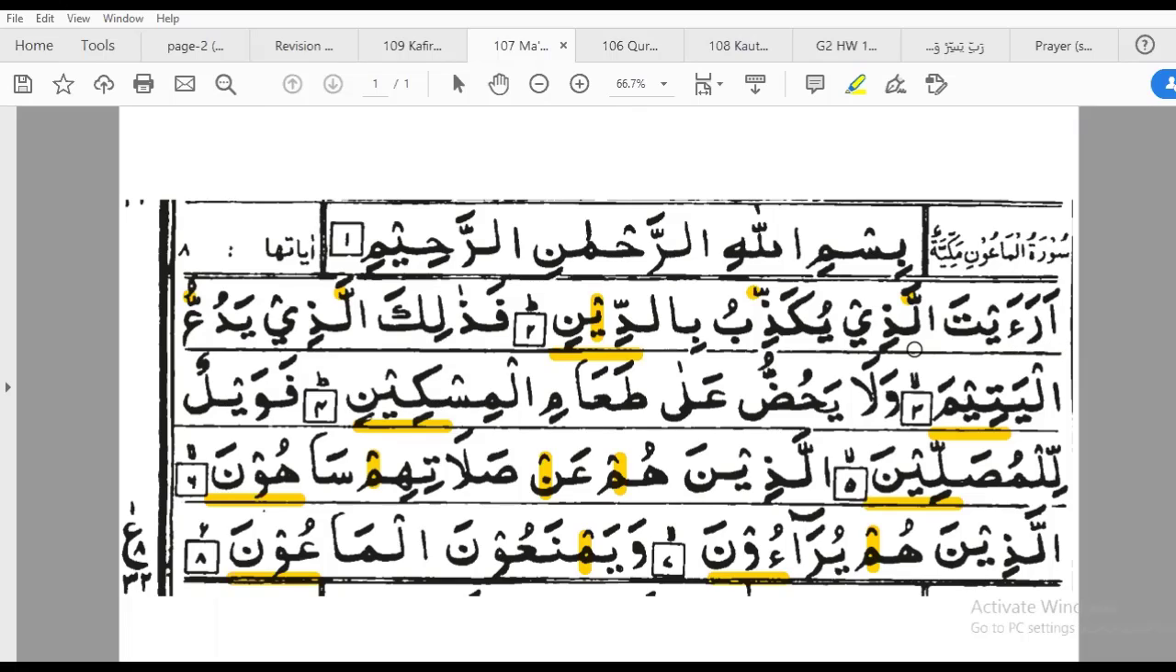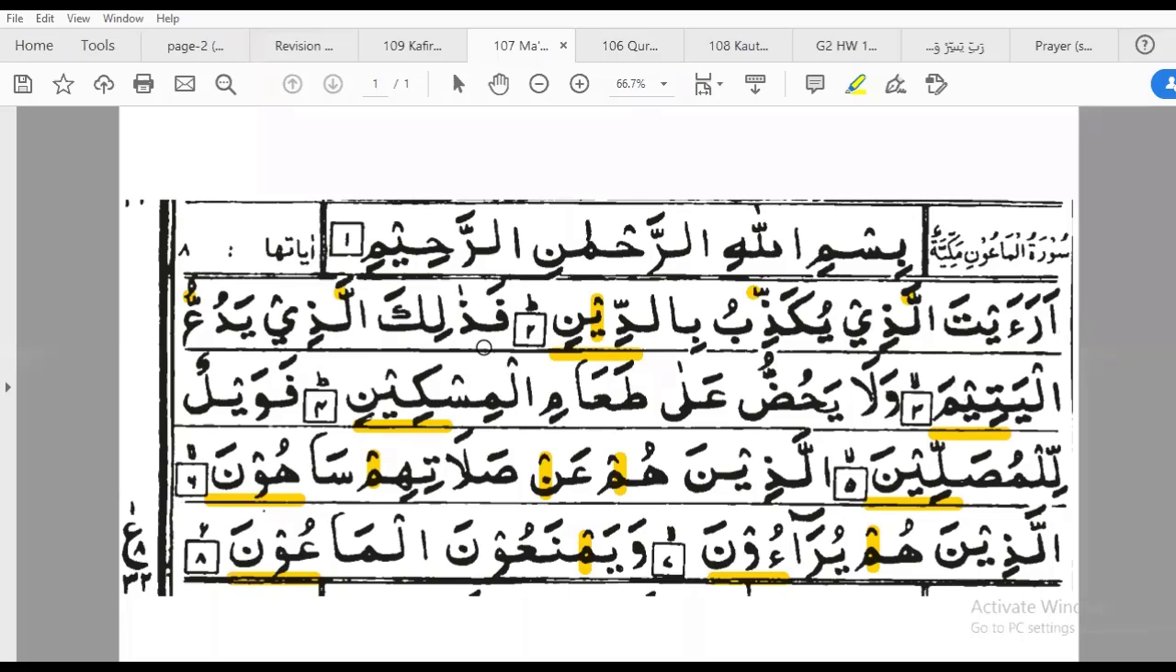Excellent, well done. So all the mushaddad letters you pronounced very nicely, and then at the end as well you stretched your sound out very nicely as well.